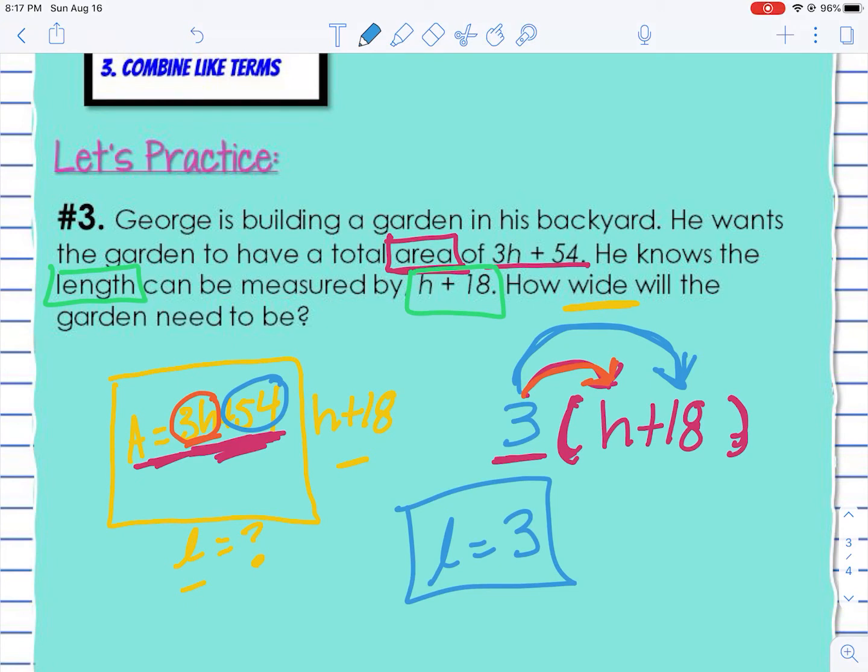So this one doesn't take a lot of work. It's actually pretty simple, but we got to do some thinking. We got to stop and we got to think backwards.